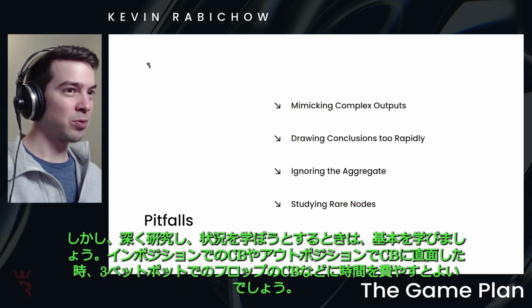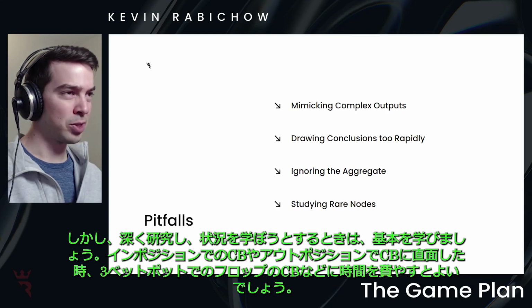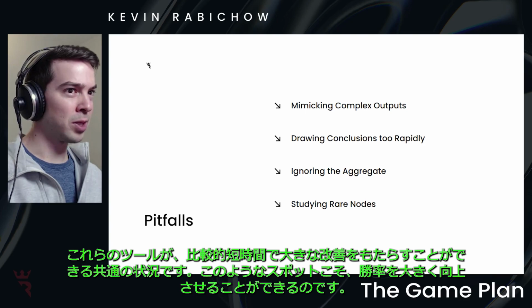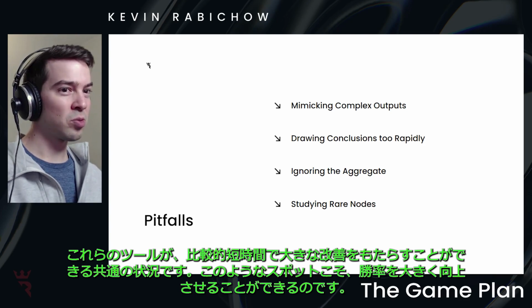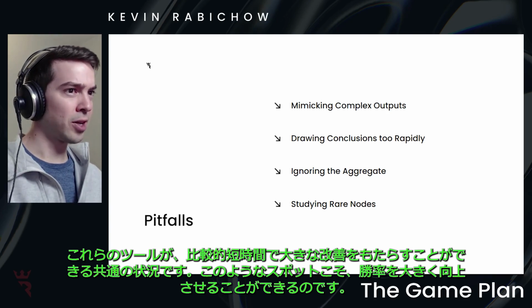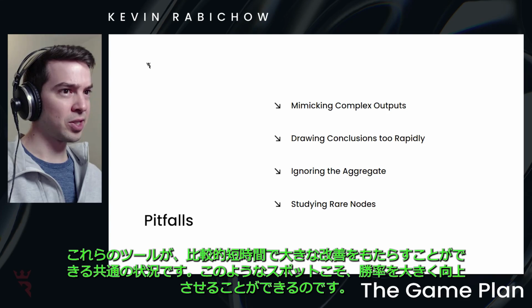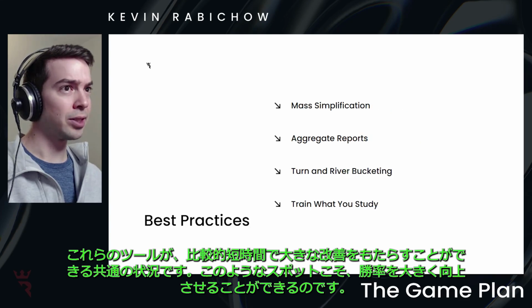But when you're sitting down for deep study and trying to learn a situation, learn the fundamentals, right? Spend your time on in position c betting, on out of position facing c bet. Look at 3-bet pots facing a flop c bet. Common situations where these tools can give you huge improvements in a relatively short amount of time. Those are the types of spots that benefit your win rate greatly.